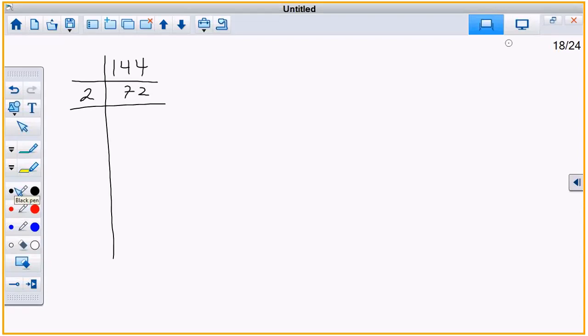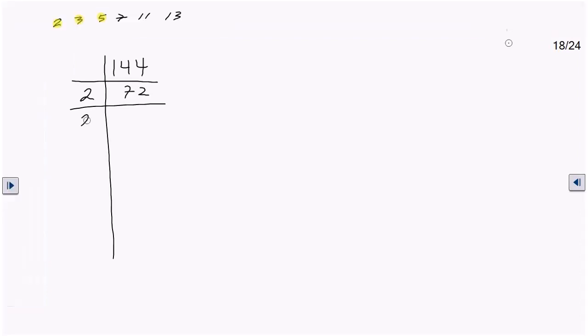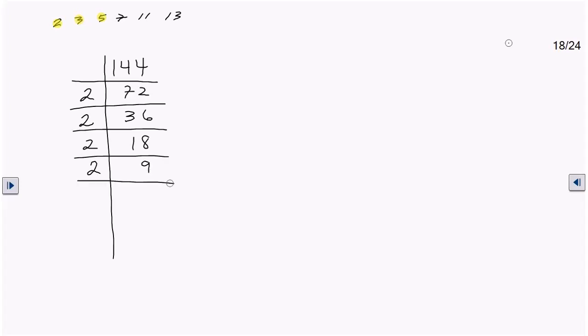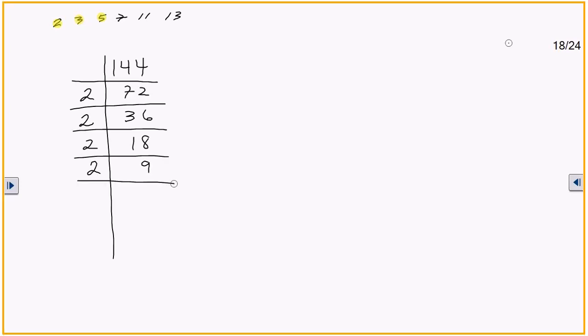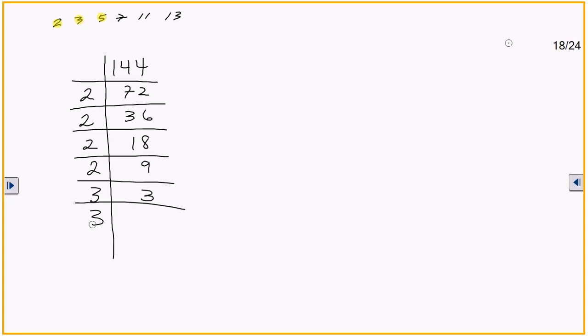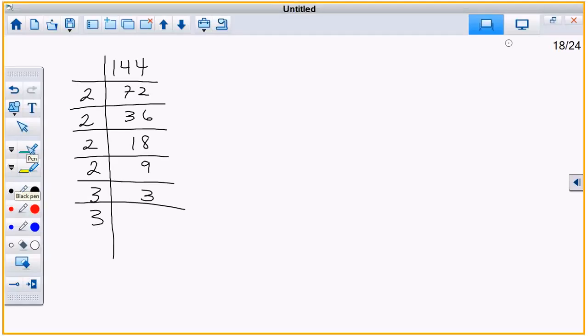72 is even, so I'm going to divide again. 2 will go into 72 36 times. 2 will go into 36 18 times. 2 will go into 18 9 times. I can't divide by 2 anymore, so I'm going to divide by 3. 3 will go into 9 3 times. 3 will go into 3. Ding, ding, ding. 1. We got our 1, so that means we're done.